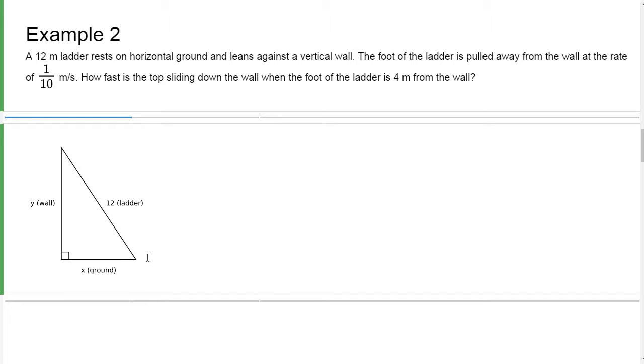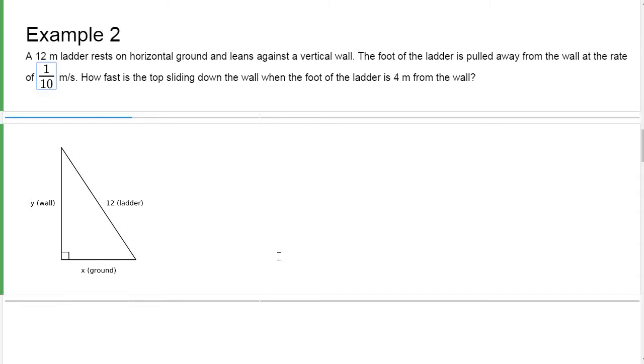What we're going to do with this ladder is we're going to grab on right down here. I take my hand and grab the bottom of the ladder and pull this way, away from the wall. And when you do that, of course, the top has to fall down the wall. So I'm going to tell you how fast we pull it away. We're going to grab the bottom of the ladder and pull it away from the wall at 1/10 of a meter per second. And the question is, how fast is the top sliding down the wall? Now you might think that if I pulled the bottom away at a constant rate, the top would fall down at a constant rate, but it actually doesn't.